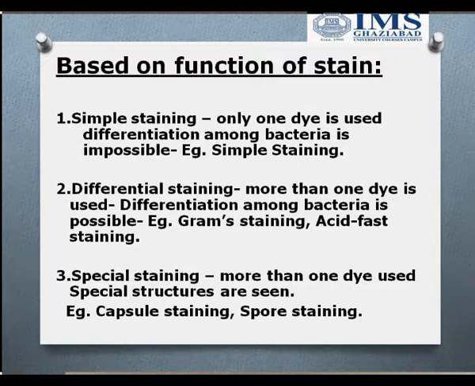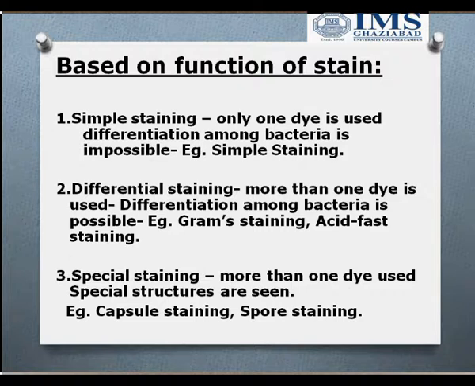Stains are categorized into different parts, for example, simple staining, differential staining, and special staining. Simple staining, as its name suggests, is where only one dye is used, and differentiation among bacteria is impossible because only one dye is used here. For example, simple staining gives the same color to all bacterial cells but provides color contrast so we can differentiate bacterial cells and other cells.